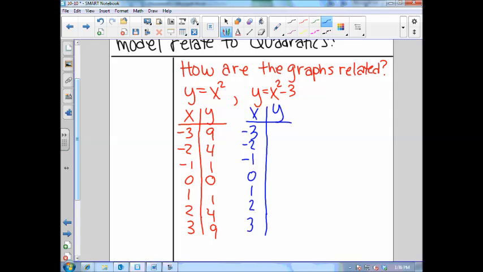Brianna, if we've already squared it, now we just subtract 3. Can you tell me the y values, please, by subtracting 3? 6. 4 minus 3 is? 1 minus 3 is? Negative 2. 0 minus 3? Negative 3. And then?